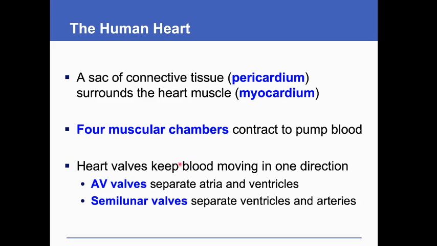And the 4 chambers want to contract and squirt blood out of them, but they want to contract and squirt blood out of them only in one direction. They don't want any backflow. So to prevent backflow, there are valves in your heart that keep the blood moving in one direction. One-way valves that function just like the door in our classroom.